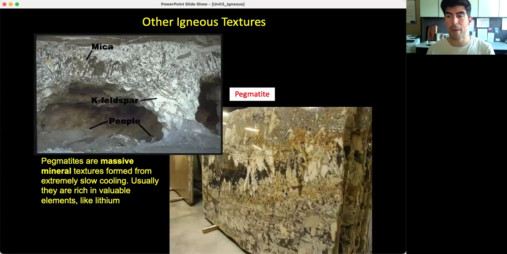And then finally, there's the pegmatitic or pegmatite texture. And this is some very, very large minerals. These are usually the last minerals to form inside a magma chamber. We have some giant feldspars here and some giant micas. And then here's the size of some people, just for an example. These are incredibly large minerals that have taken an incredibly long amount of time to form.